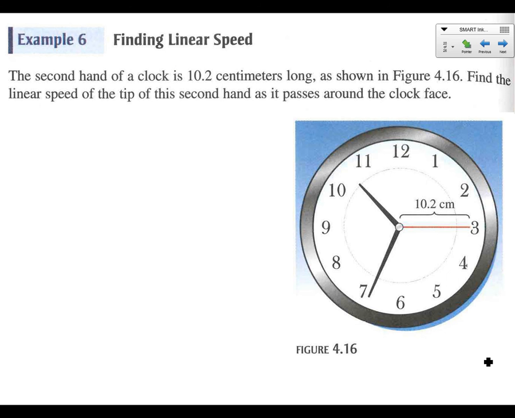All right, so let's take a look here. We've got a clock. We've got a second hand that's 10.2 centimeters in length, and it's traveling around the clock face. So let's find the linear speed. All right, so linear speed is v equals r omega. The r is pretty straightforward. That's 10.2 centimeters. That's the radius of the circle. Now the omega, we talk about this as theta over t. How many degrees or how many radians does it go through over a certain amount of time?